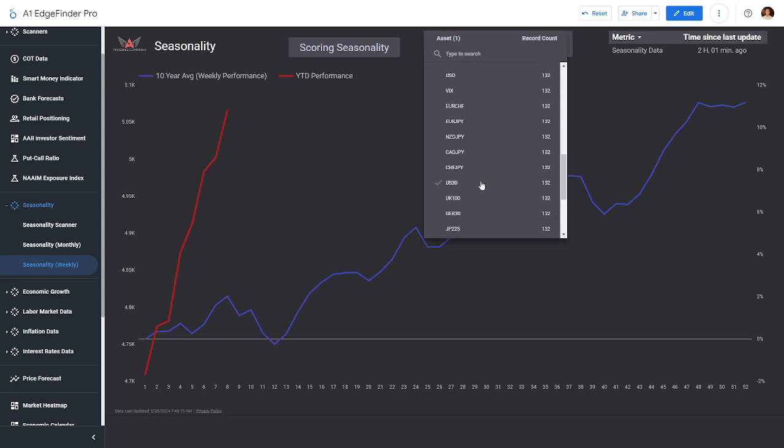If you want to look at the gold market or Euro USD, whatever chart you'd like to look at, feel free. Head over to this new page, the Seasonality Weekly tab. It's been built for you. It's all ready to go. Play with your data. Have a great time with it.